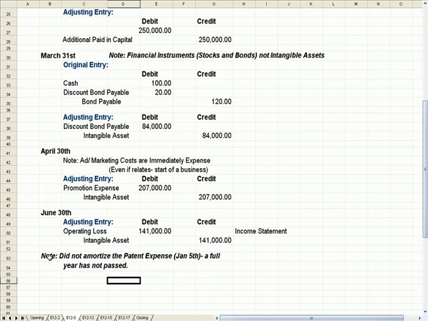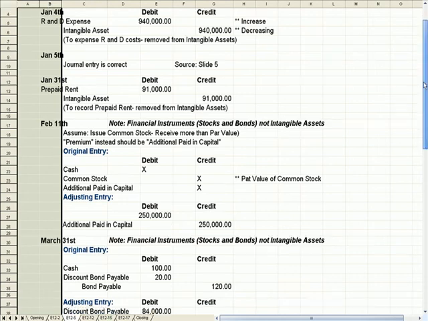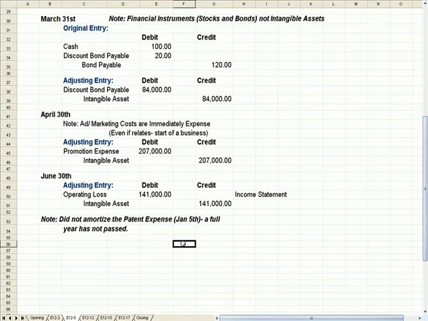One thing that I added for the student was, we did not amortize the patent expense. If we would have set up an intangible asset called patent, we would expense it by amortizing it each year. I did not make an entry for that for the student because a full year hadn't gone by yet. Just so the professor knew that I realized that intangible assets might be amortized, but I haven't done it because an entire year has not passed yet.